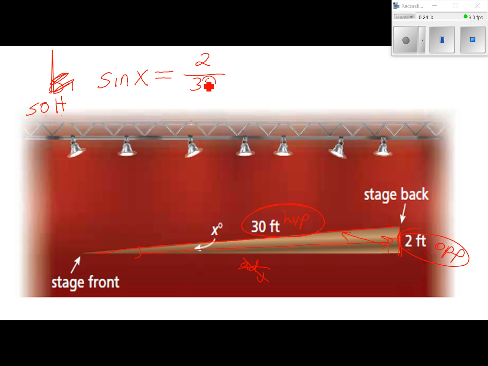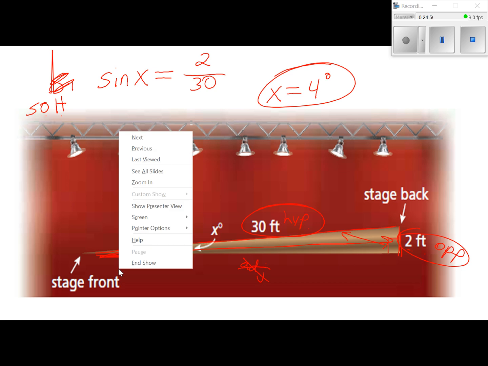So we just do second sine 2 divided by 30. Punch that all into your calculator, hit equals, and you come up with about 3.8. So we're going to say that x is about, we'll round it off to about 4 degrees. And that's the only answer they asked for this time, is what that angle is there. And that would be an angle of elevation. So what's the elevation of the stage? About 4 degrees.